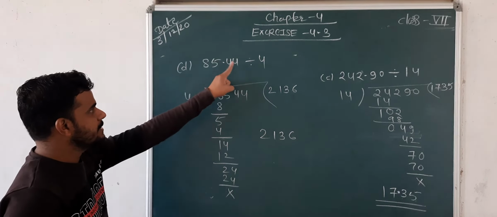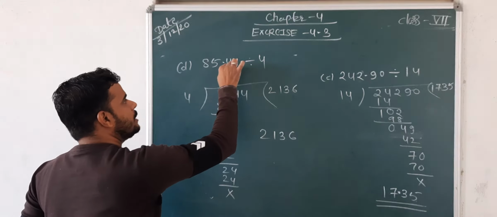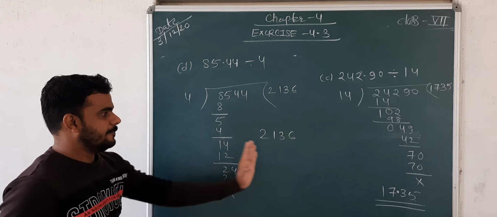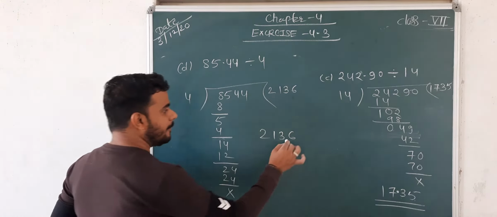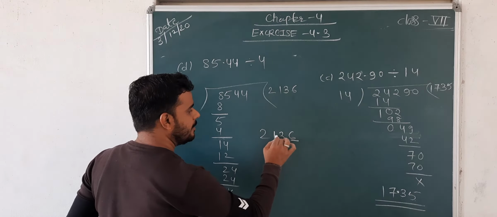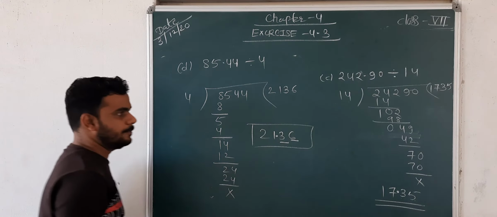But just see, after the decimal there are 2 numbers, 2 digits. So from the right-hand side you just remove 2 places and put the decimal. So the final answer is 21.36.